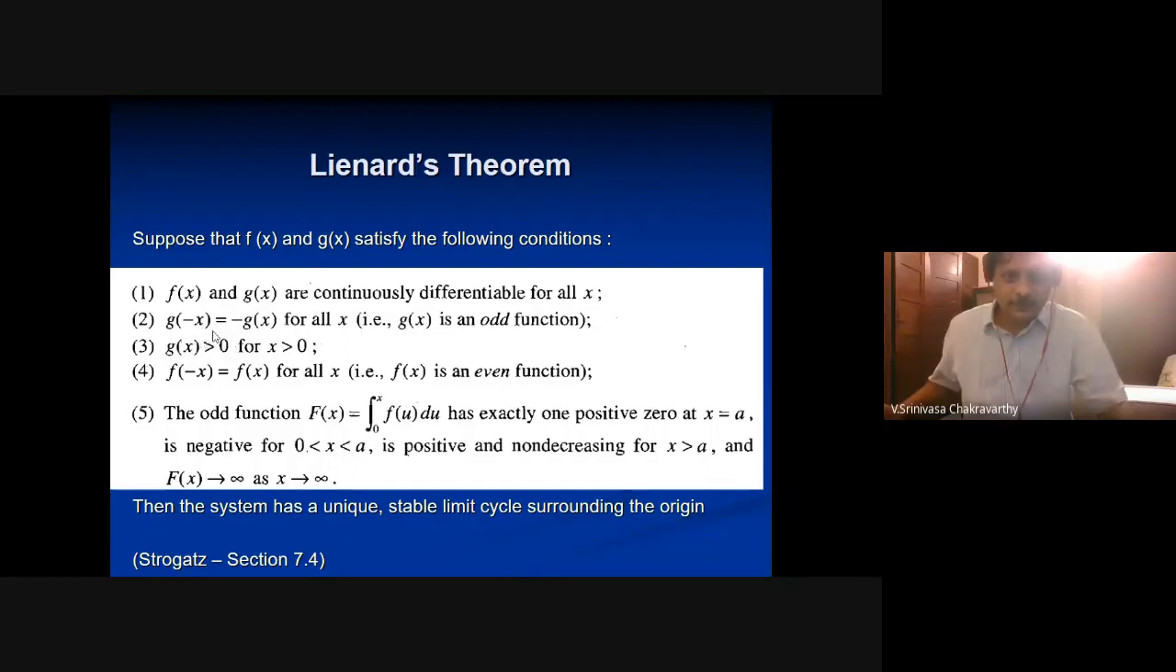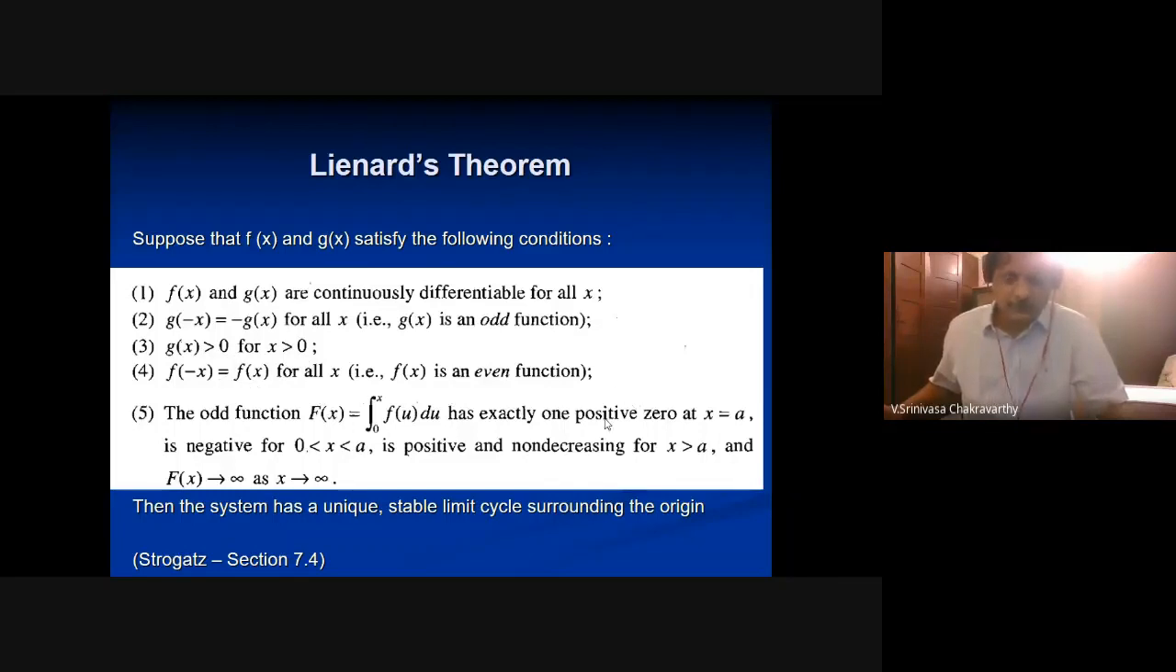Therefore g of minus x is equal to minus g of x, and also g of x should be greater than 0 for x greater than 0. So that is a further condition, right? It's not only odd, but g of x should be positive for x positive. Then f of x should be an even function.